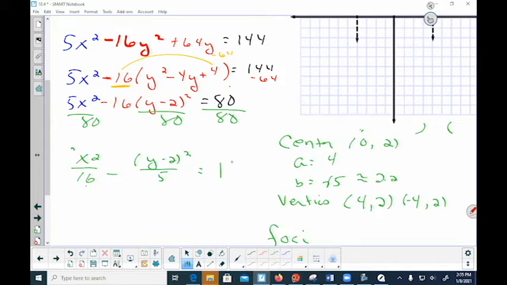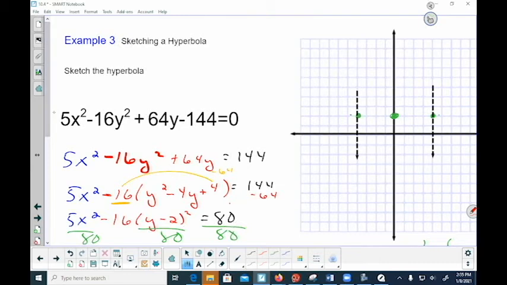So on my graph, I'm going to go up 2.2, and I'm going to go down 2.2, and I'm going to put a little dot. Now remember, those dots are not part of my graph at all. They're just helping me make that box. So now I'm making my box. I'm using those. So here's another line of my box. Here's another line of my box. Now those boxes will help me make my asymptotes.